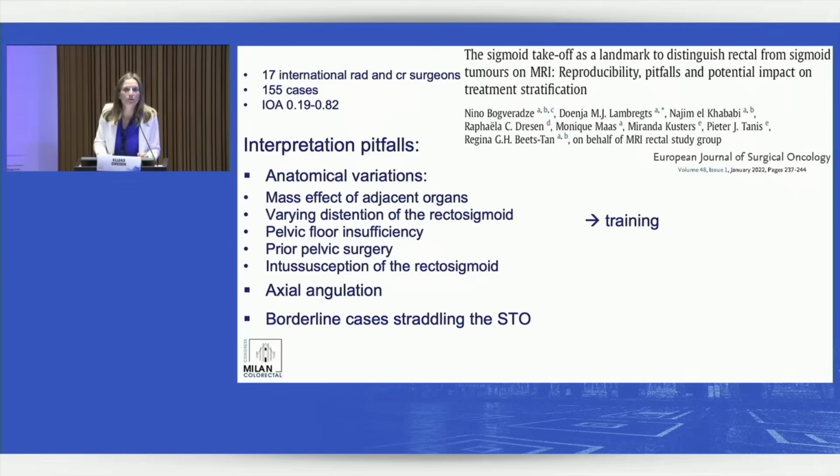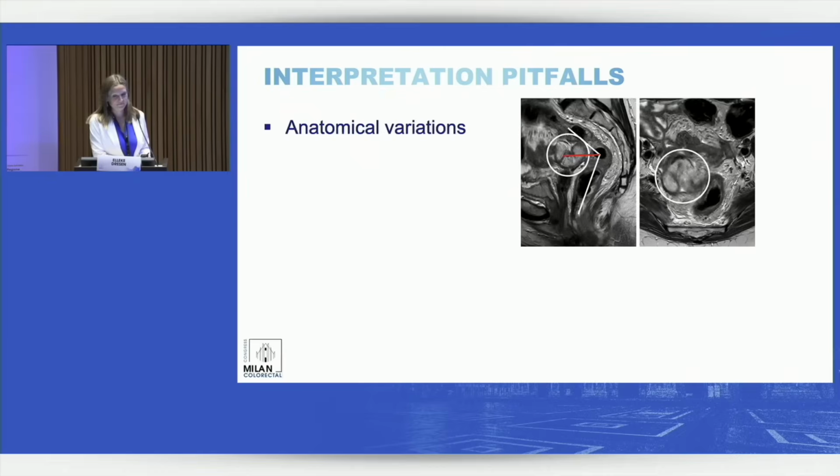So how to deal with these pitfalls? Of course, if you look a lot at the images, you will get better at it. If you have problems with your interpretation on your actual images, you can also correlate with the coronal, sagittal, and the images on the CT.